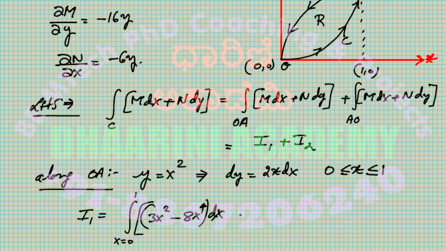dx, okay? Plus, what's n? N, wherever you have x, keep it. Wherever you find y, replace it. So this is 4y, so 4x square, right? Minus 6 into x square, because y is x square, so this is 6x cube, right? Into, I need to replace a dy now, so dy is 2x dx, correct? Into 2x dx.